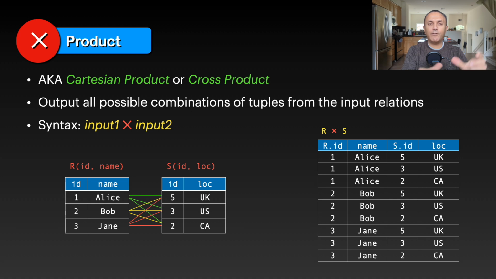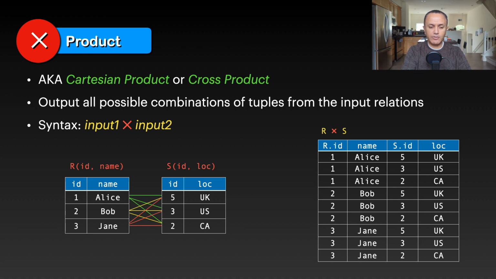So basically you have all the attributes from R and all the attributes from S combined together into a larger relation. You will see that 1 and Alice from R have been combined with every single tuple from the S relation, and you have 3 attributes there, and the same applies for every other tuple from R. The number of attributes in the output is the sum of the attributes from both relations.